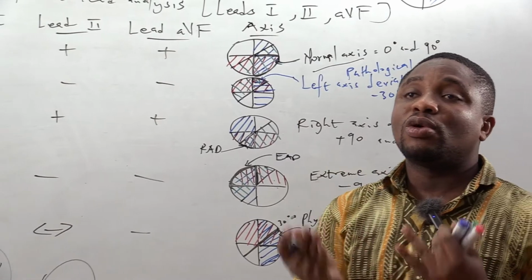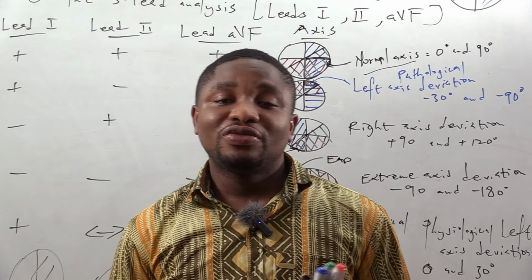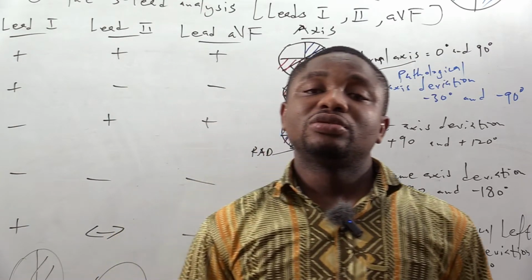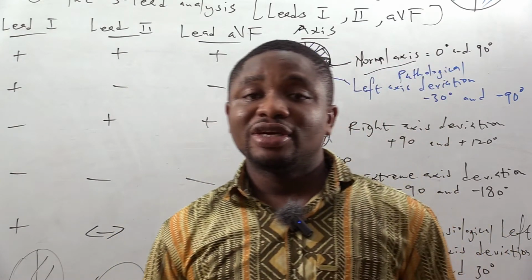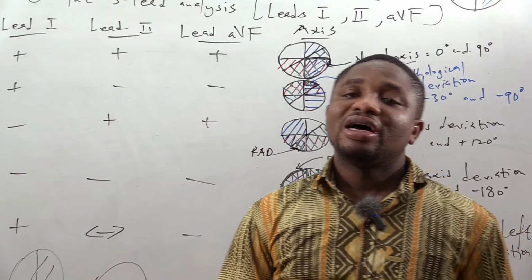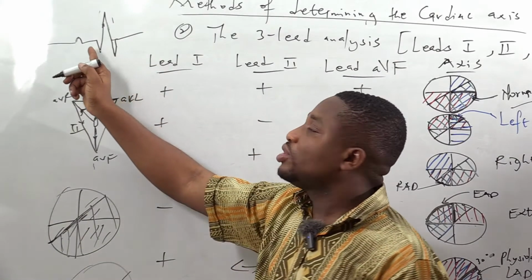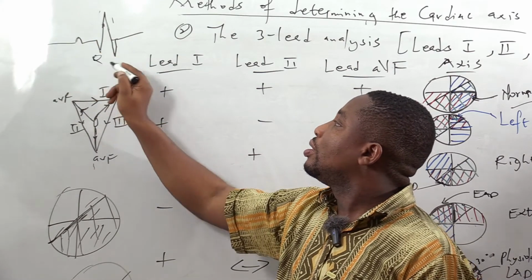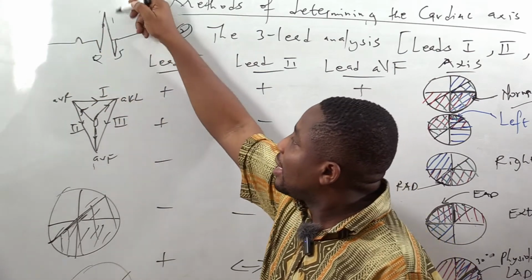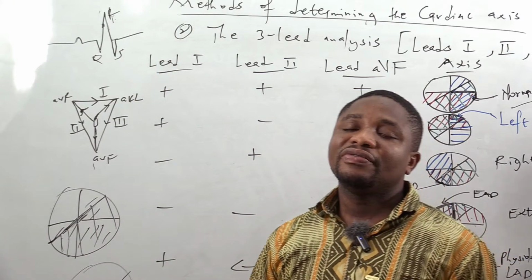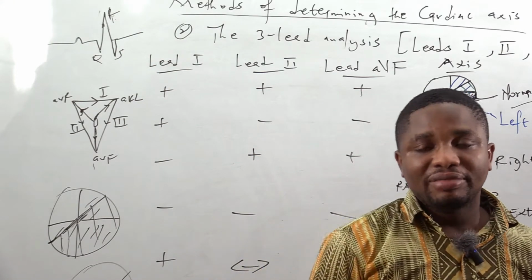Epiphasic means that it's equal. If we add the amplitude of the Q and the S wave, and you equate it to the amplitude of the R wave, it will be equal. That's what we call epiphasic. So you are going to have something like this. If you add the amplitude of the Q and the S, it should give you the amplitude of what? R. That's what we call epiphasic QRS complex.